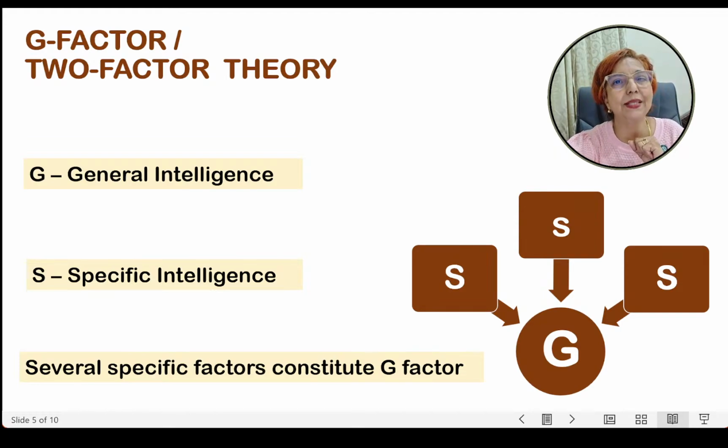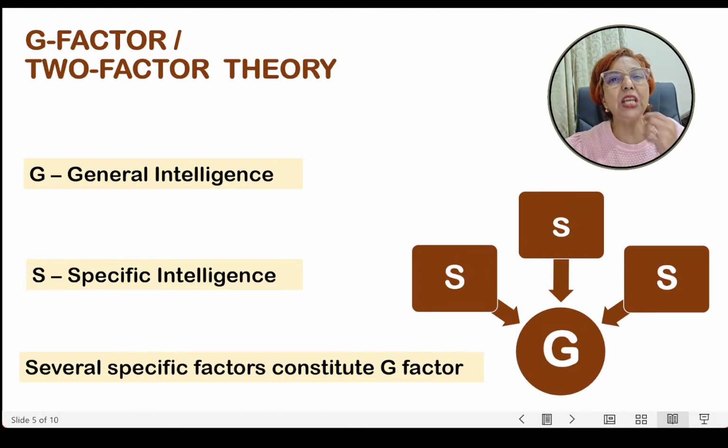And Spearman said that all these different abilities, all these different specific intelligences, all these different capacities come together to give us general intelligence. Okay. So if you look at the diagram on your screen, it will help you to understand, where you can see that there are different specific intelligences all coming together to give you a complete general intelligence.